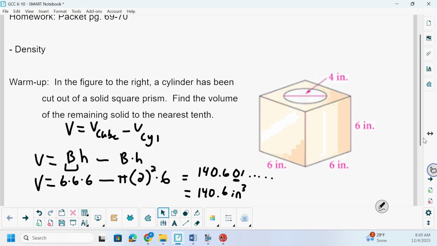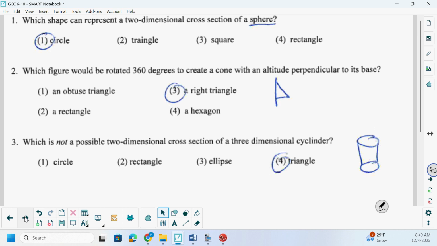So you can stick your warm-ups away. We will move over to the homework. If you have a sphere, no matter where you slice it two-dimensionally, you will have a circle. In number 2, if you have a right triangle and we're spinning it around its altitude, the three-dimensional shape would be a cone. To get the cone, you would have to spin the right triangle around its altitude in order to get that cone.